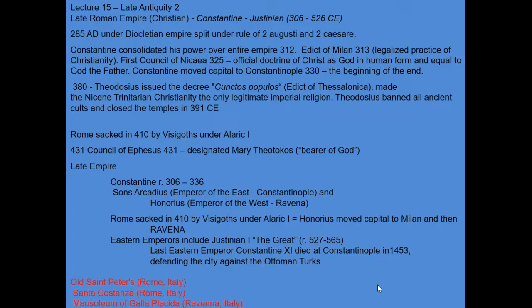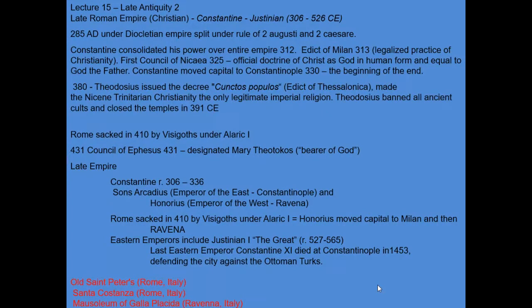However, following the reign of Constantine, by the time we hit the year 410, Rome itself will be sacked by the Visigoths. And so one of the major challenges then is, how do we proceed in our understanding of the religious aspect, the artistic aspect, and the historical aspect of the empire itself?